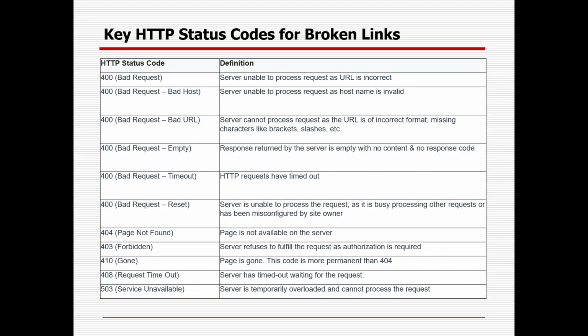So what are the key HTTP status codes you can understand while dealing with the broken links of a page? Like 400, it can be due to bad request, bad host, bad request bad URL, bad request empty URL, bad request timeout, or bad request reset. Sometimes the server is unable to process the request as the URL is incorrect, or as the host name is invalid, or as the URL is of an incorrect format, with missing characters like brackets, slashes, etc. Sometimes the response returned by the server is empty with no content and no response code.